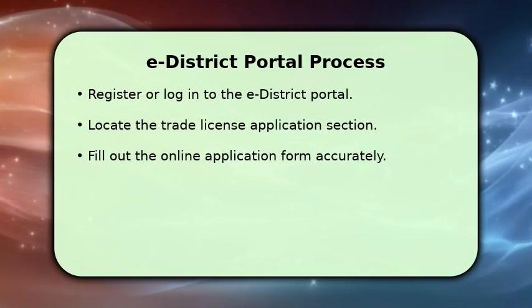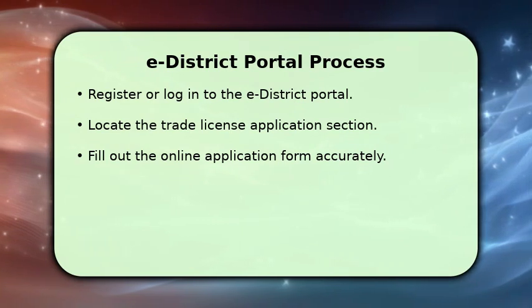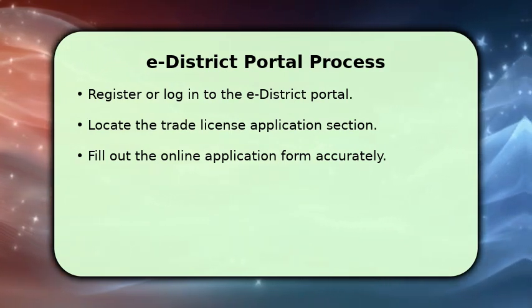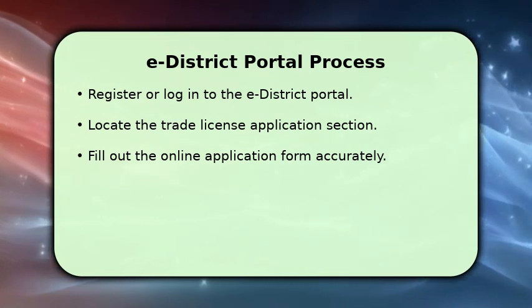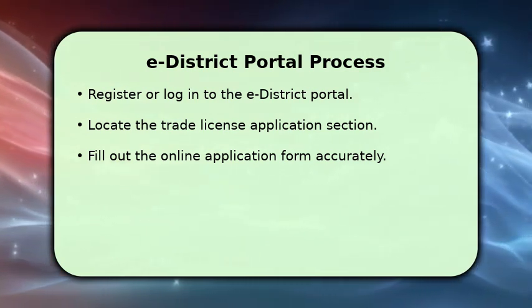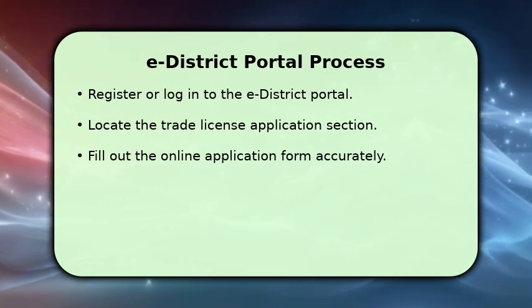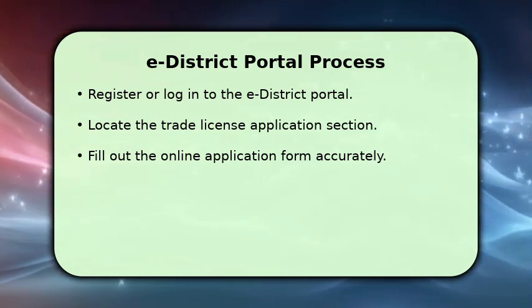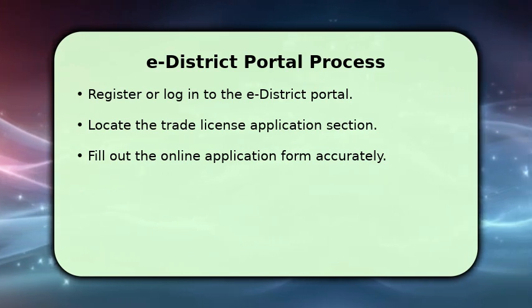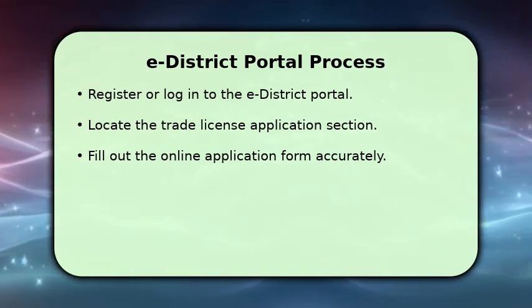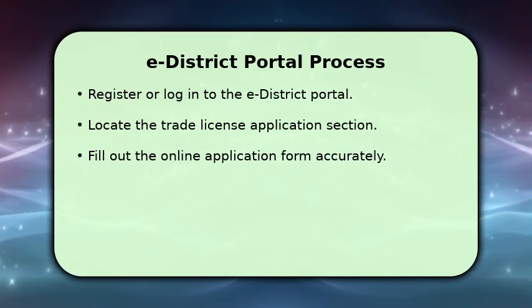Now let's navigate the Edistrict portal. First, register or log into your account. Then, find the section for trade license applications. Carefully fill in all the required details on the online form. Remember to upload clear, scanned copies of all your prepared documents. Accuracy here is key to a smooth approval process.